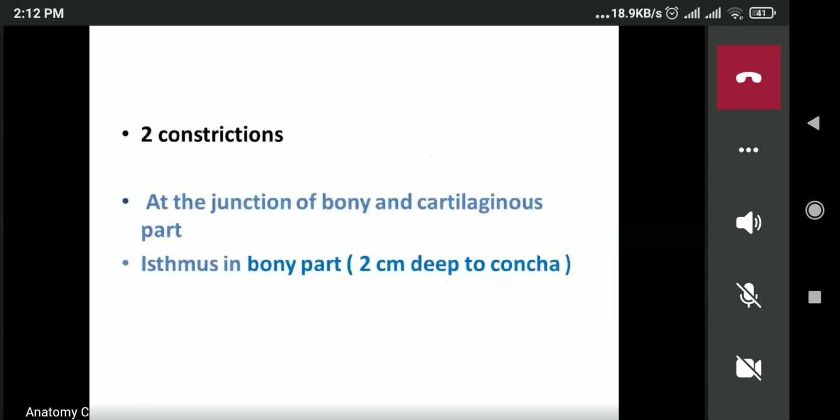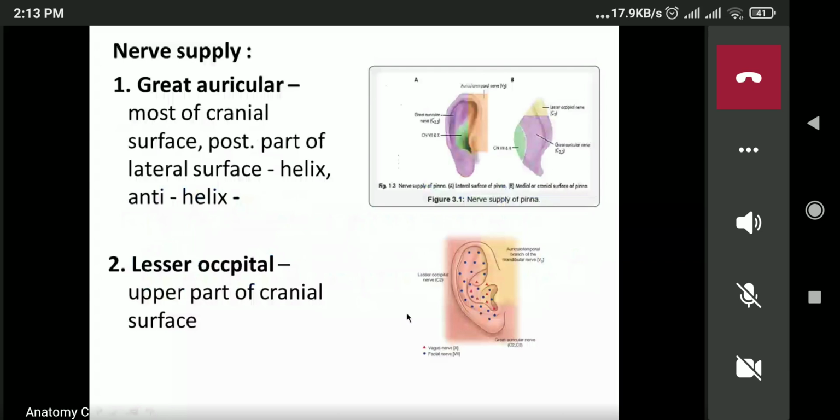Now come to the constrictions. There are mainly two constrictions here. One constriction is at the junction of the bony and the cartilaginous part, that is, at the junction of the lateral 1/3 and the medial 2/3. And one is at the isthmus in the bony part. That isthmus is the constriction present in the bony part of the external acoustic meatus, and it lies around 2 centimeter deep to the concha. So there are two constrictions in the external acoustic meatus where there are chances of lodgement of foreign bodies.